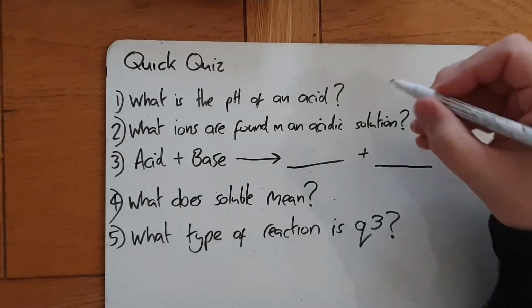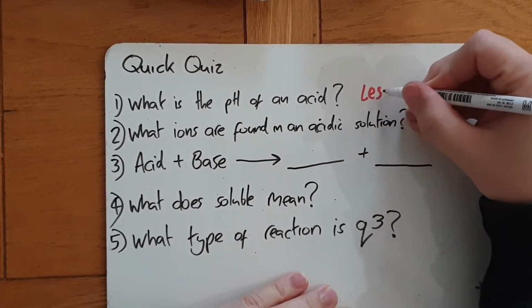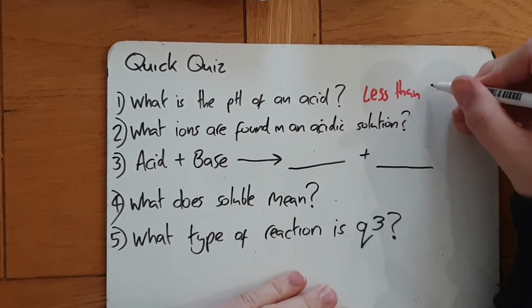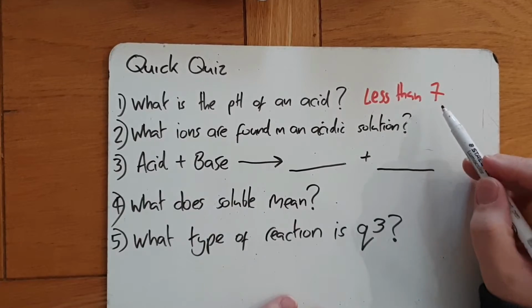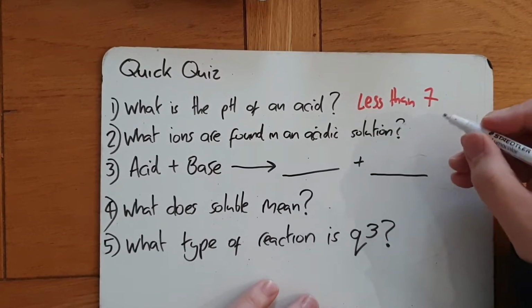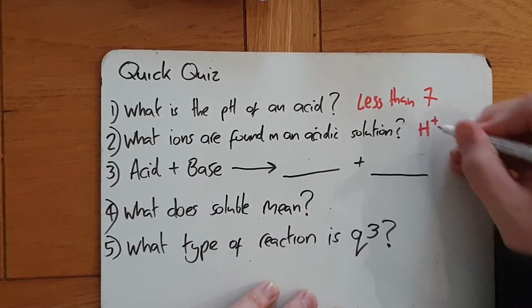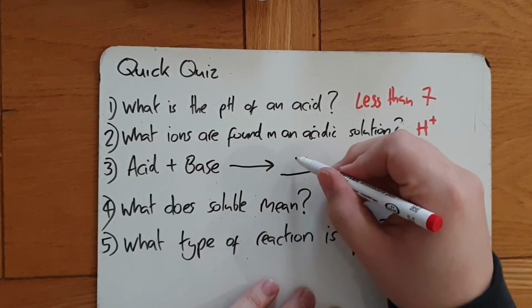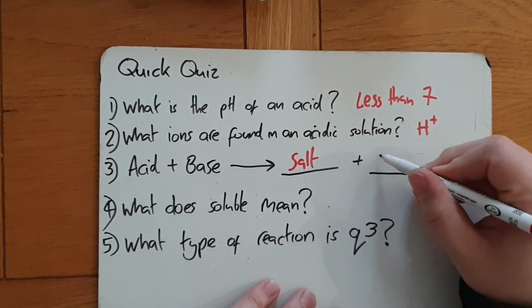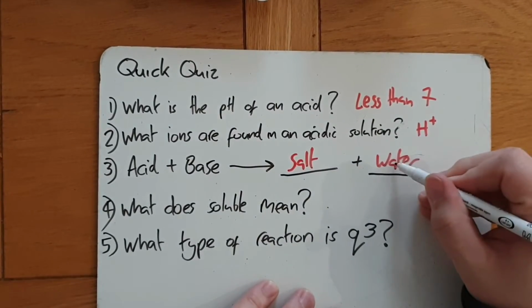So what's the pH of an acid? Less than 7. So 7 is neutral, anything less than 7 is acidic. What ions are found in an acidic solution? Hydrogen ions, H+. Acid plus base makes salt and water.